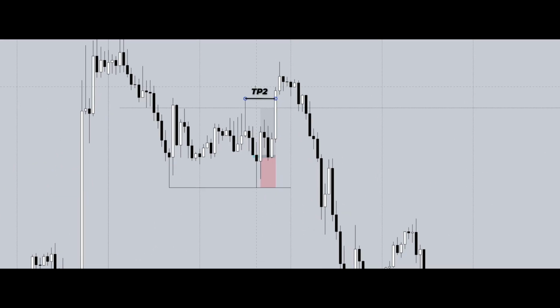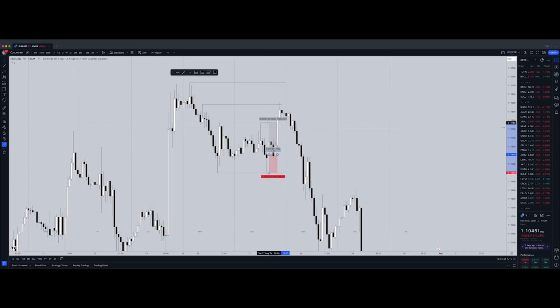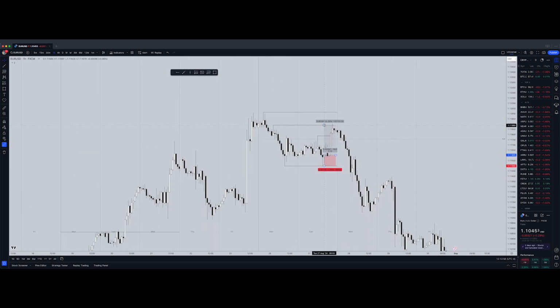So we can have TP2 here, and then there's another swing high here for TP3. So we have TP1 at 50%, TP2 at this swing high, and then TP3 at this swing high here. And as you can see, this would return you a risk to reward of 2.73. Very nice. So our final target would also be up here, but as you can see, we didn't make it.